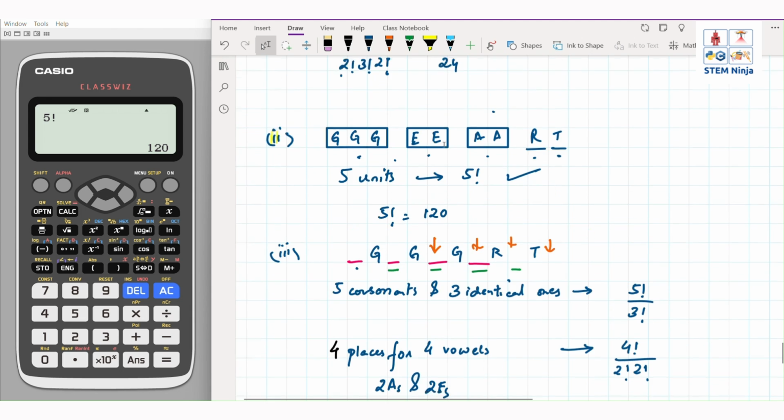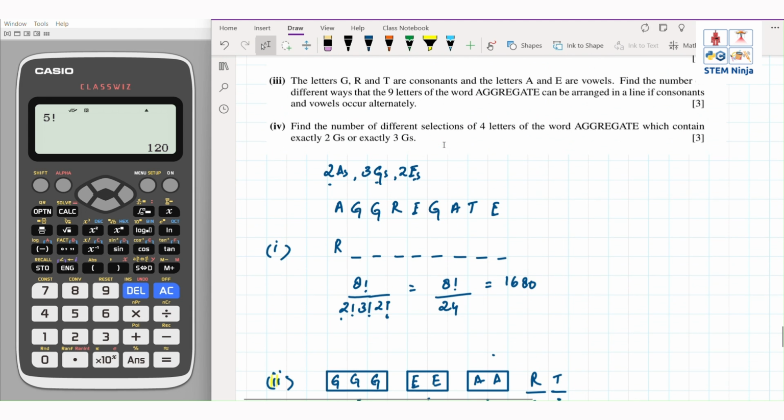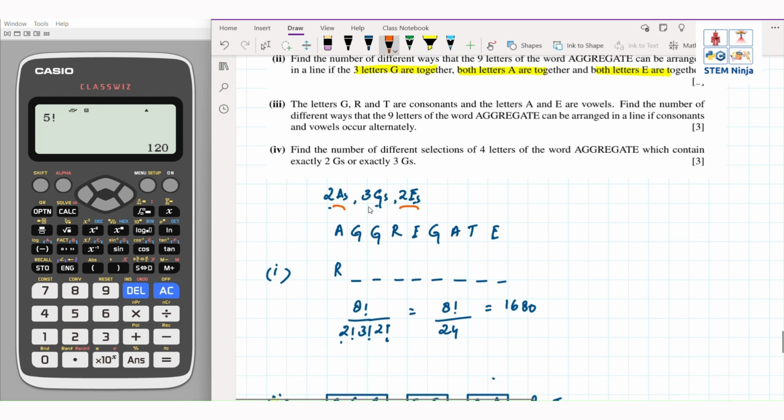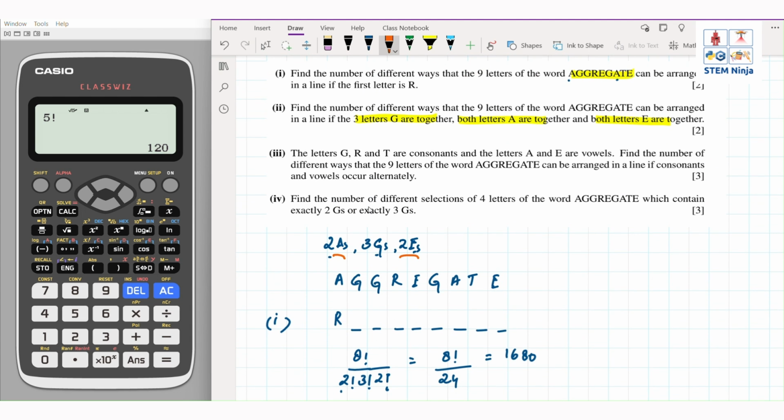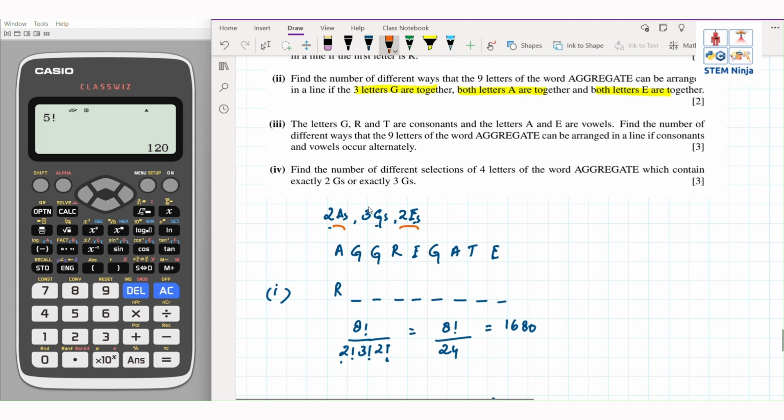basically. All right. Find the number of different selections of the four letters of the word aggregate which contain exactly two G's or exactly three G's. Okay, so we have a problem over here because we have two A's and two E's other than G's over here. So we are selecting from 6 letters, but out of them A's and E's are identical. So we have to make different cases for them.